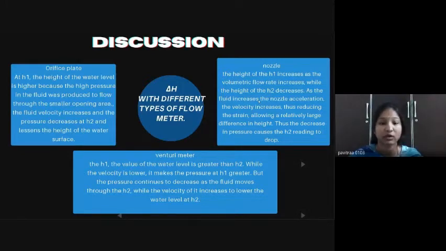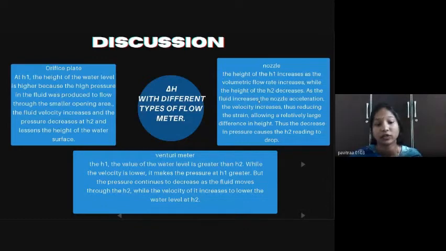As a consequence of this condition, the fluid velocity increases and the pressure decreases at H2, which lessens the height of the water surface. When using a nozzle, the height of H1 increases as the volumetric flow rate increases, while the height of H2 decreases. This is because a nozzle with an opening has a limit. This restriction of the opening causes a frictional force to occur in the tube. As the fluid accelerates through the nozzle, the velocity increases, allowing a relatively large difference in height. Thus, the decrease in pressure causes the H2 reading to drop.